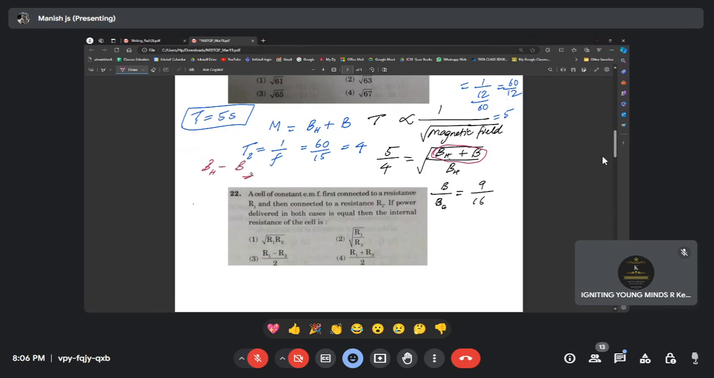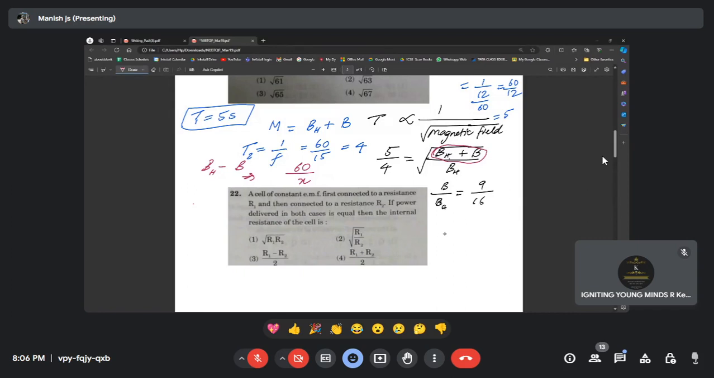Then what happens to my new time period? The new time period will be 60 upon X, where X is the number of cycles per minute, which I don't know. That is what we should find out. So 60 upon X. Here that X value is what we should find out. So come on, let's do that.